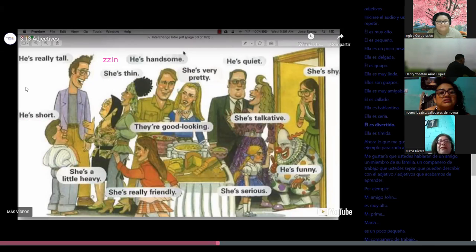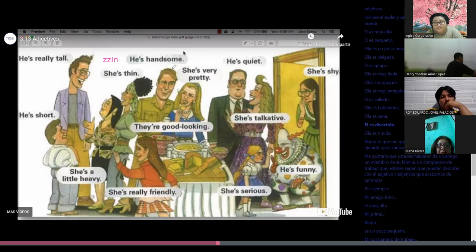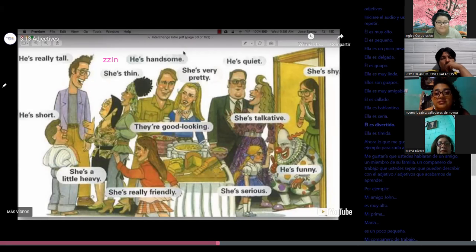Thin. Teacher. Yes. ¿También no se podía pronunciar como una D? Thin. No, en este caso no. Es thin. Tiene que verse la lengua like this. Thin. Thin.